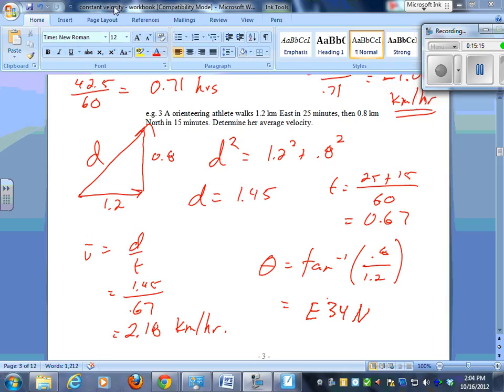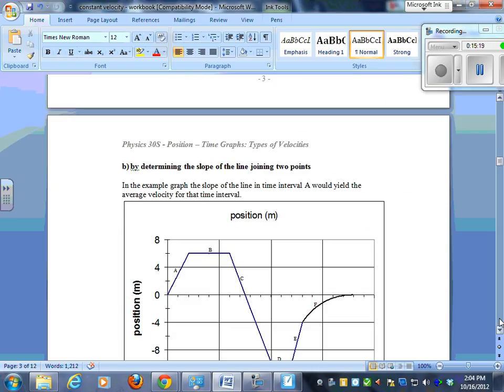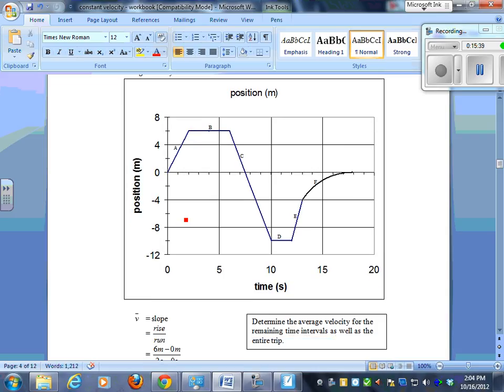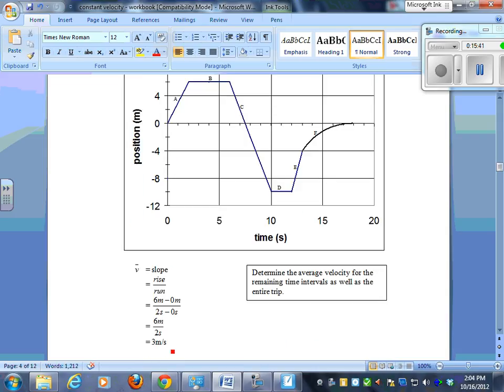Another way we can talk about average velocity is by determining the slope of the line joining two points. For example, in interval A, if I want to know the average velocity, it's going to be the slope of this. It goes up 6, it goes over 2, so my slope is 3 meters per second. My average velocity is 3 meters per second. Is that a constant 3 meters per second? Yes, it is. How can I tell? It's a straight line.